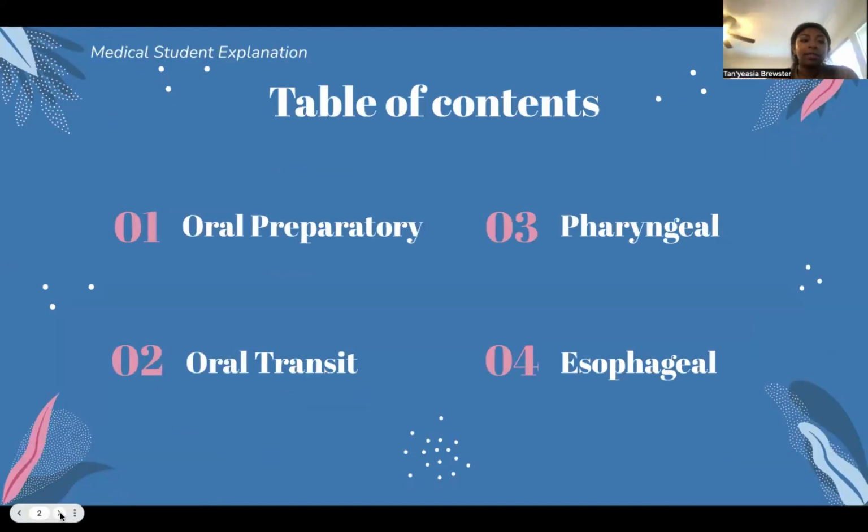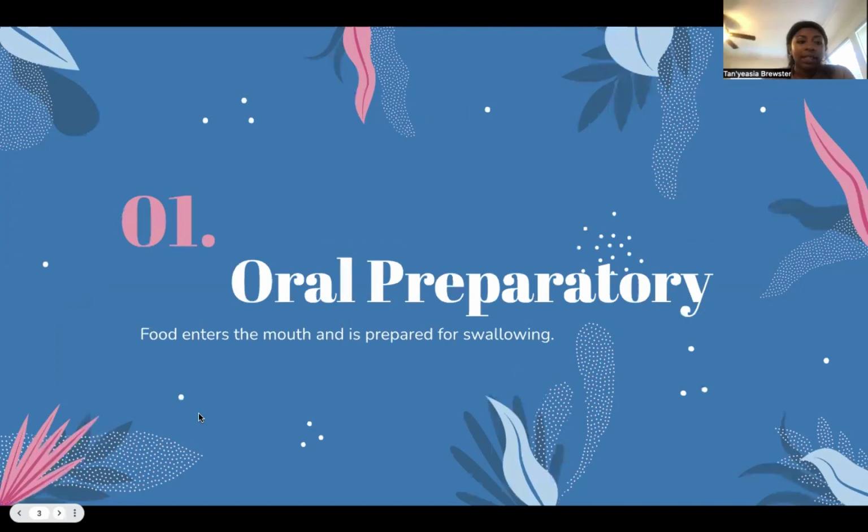The four phases of swallow include the oral preparatory, oral transit, pharyngeal, and esophageal phase. The oral preparatory phase begins when food or liquid enters the mouth. During this phase, the substance is chewed and mixed with saliva to form a bolus. This phase can be broken down into three important components: lip closure, tongue control, and mastication.